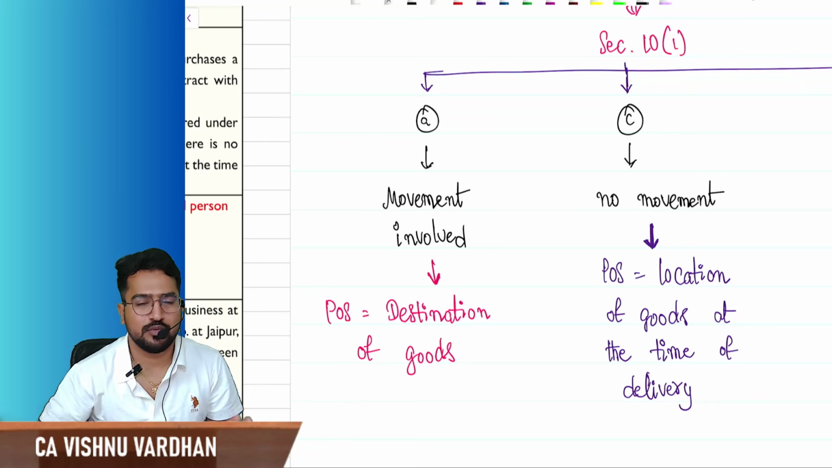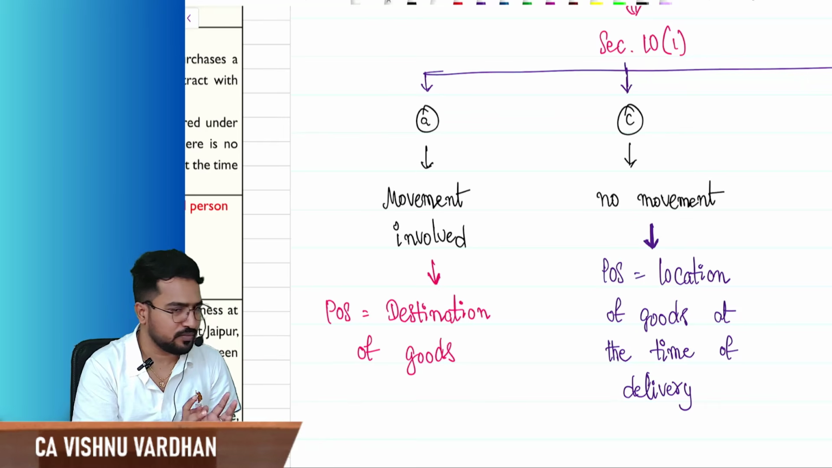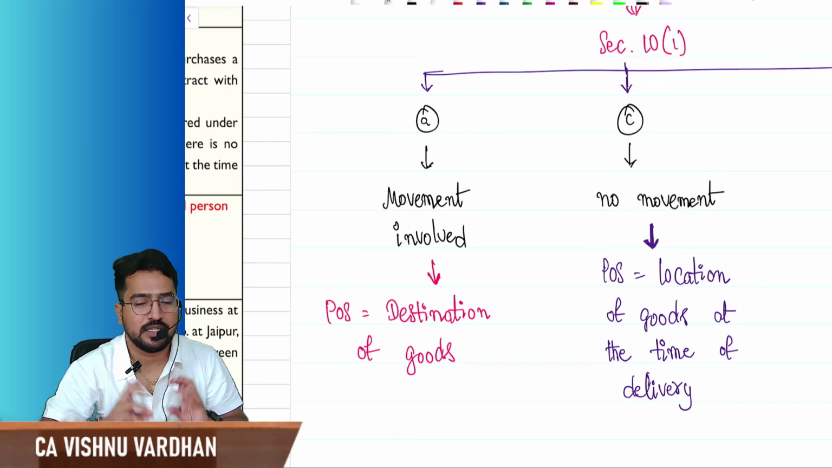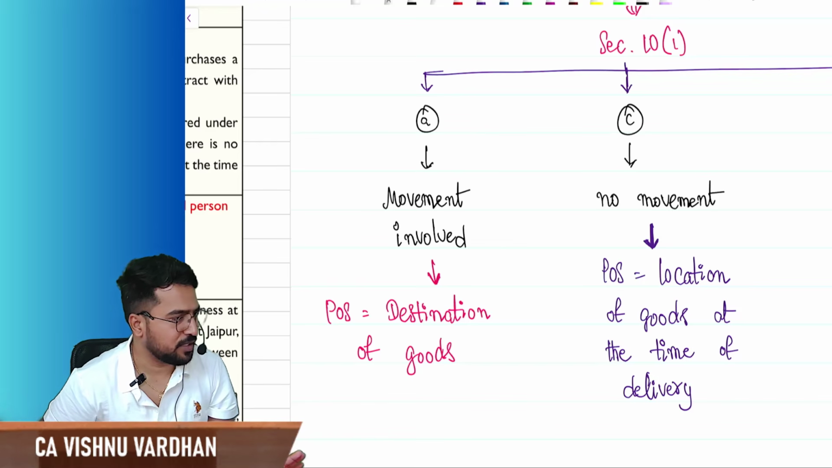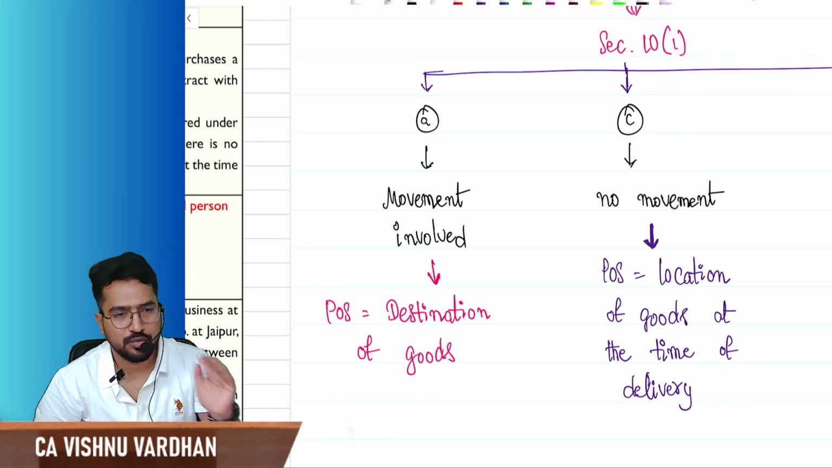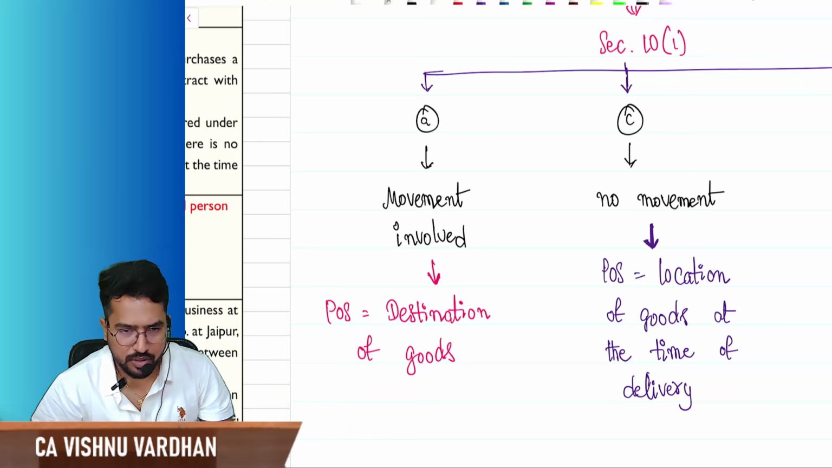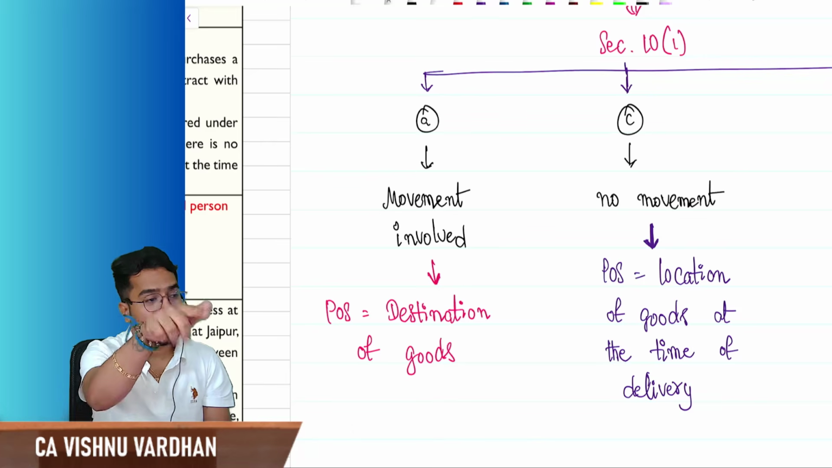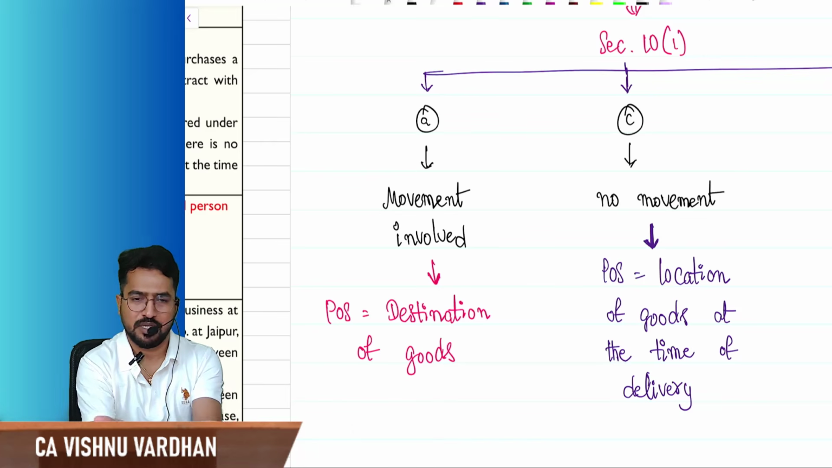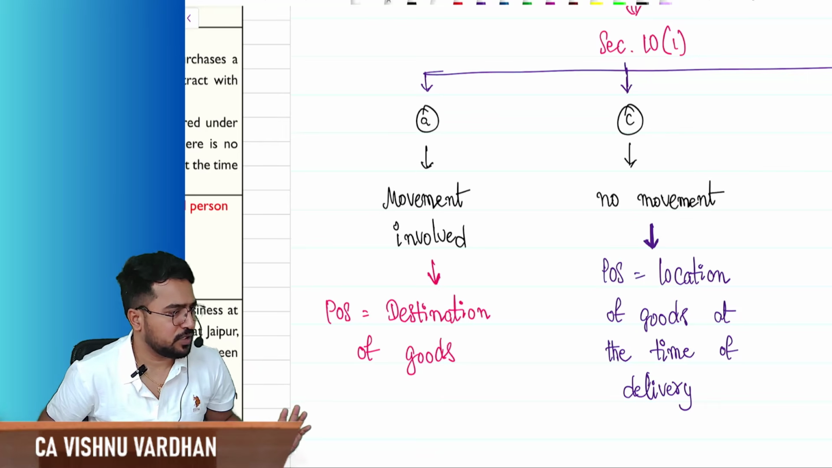Here, movement of goods, for example: I am in Tirupati, you are in Bangalore. Sir, I am selling some goods, 1000 kg raw material. Am I moving the goods from Tirupati to Bengaluru? Movement of goods involved. What is the place of supply? The destination of the goods. What is the destination? Bengaluru. Bengaluru will be the place of supply.